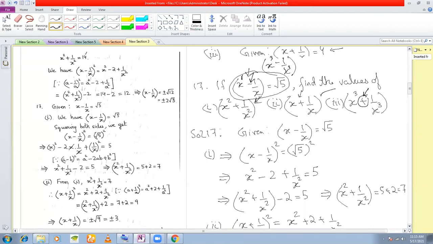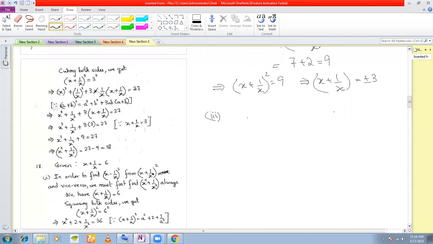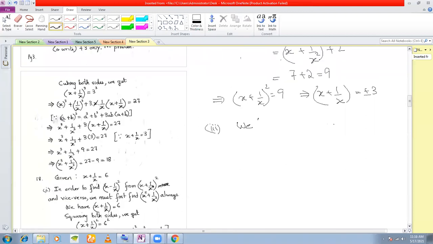So what I'll do is I'll start from x plus 1 by x. We know the value of x plus 1 by x as plus or minus 3. So we have x plus 1 by x is equal to 3. Let us take the positive sign only, because we are working with this value, we don't need both the signs. Taking positive sign. Okay. Now we cube both sides.